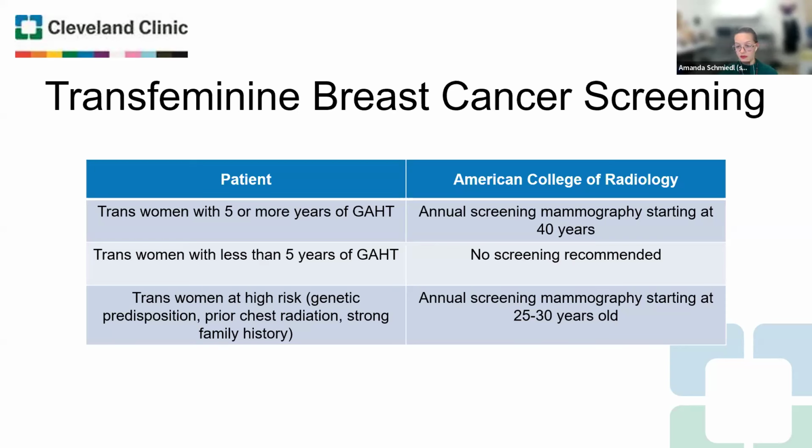The NCCN breast cancer guidelines are for persons assigned female at birth with residual breast tissue. There is the American College of Radiology appropriateness criteria. That's where this is coming from. The ACR, the American College of Radiology, and the NCCN endorse these guidelines. So these guidelines were created by the American College of Radiology, and the NCCN agrees with these guidelines. So that's where we get these from.